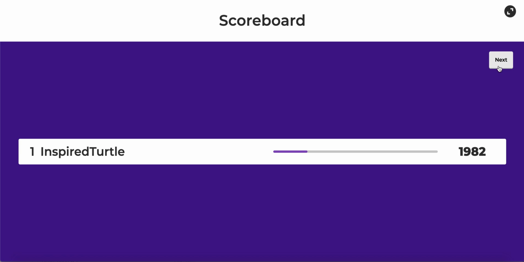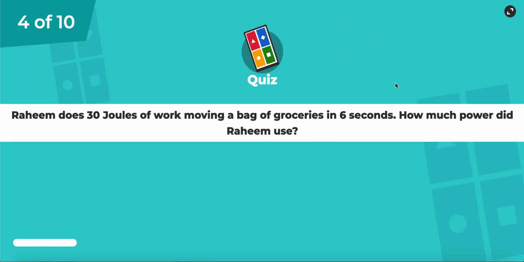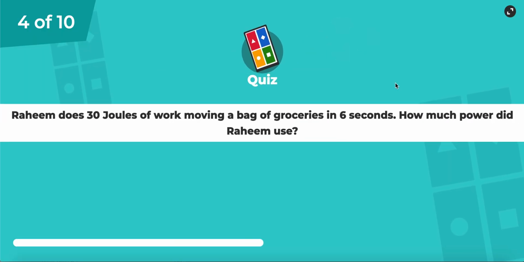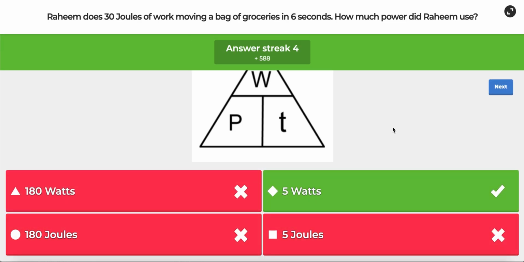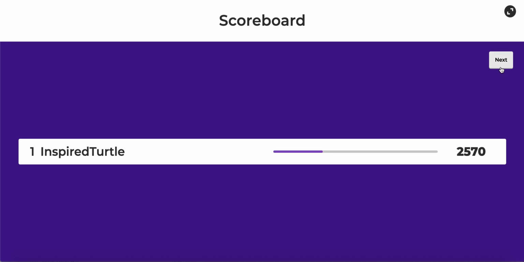All right. Next up. Raheem does 30 joules of work moving a bag of groceries in 6 seconds. How much power did Raheem use? Alrighty. So we have our power triangle right here. And so joules is going to be our work, and 6 seconds is our time. Work divided by time. So 30 divided by 6 is 5, and the unit for power is watts. So 5 watts is going to be your answer. All right, next up.